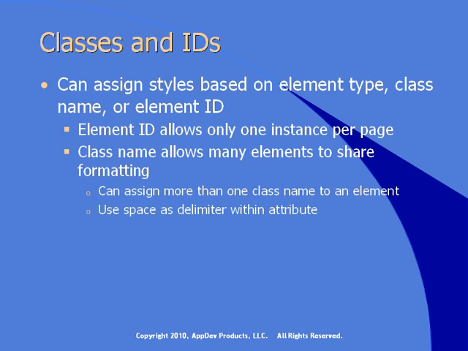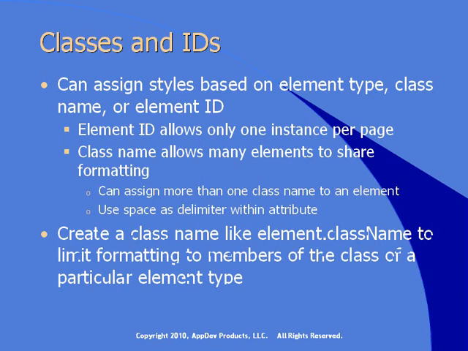So if you want more than one class name, you would just say class equals class name, space, class name, space, class name, and so on. You create a class name like element.classname. This is pretty cool. To limit the formatting to members of a class that also have to be a member of a particular element type.